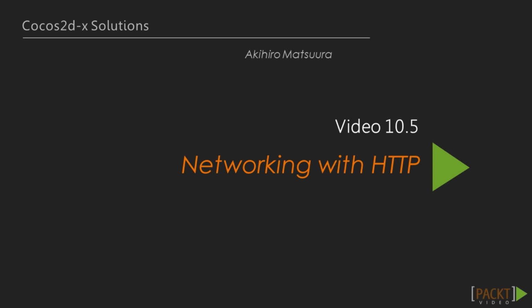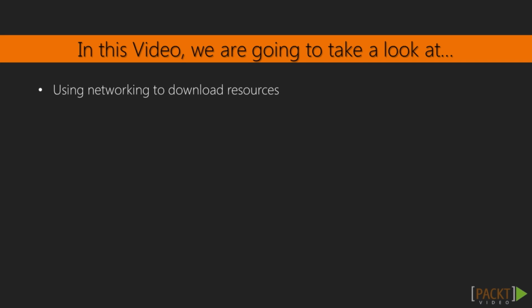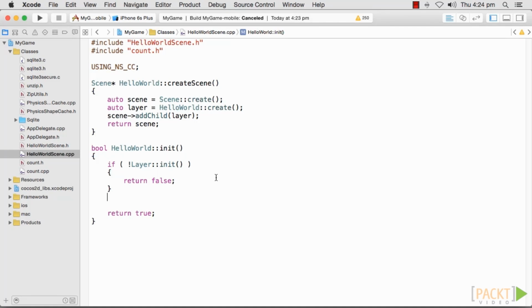Previously, we created observer patterns. This video deals with networking with HTTP. In this video, you will learn how to use networking to download resources. In recent smartphone games, we normally use an internet network to update data, download resources, and so on. There aren't any games developed without networking.